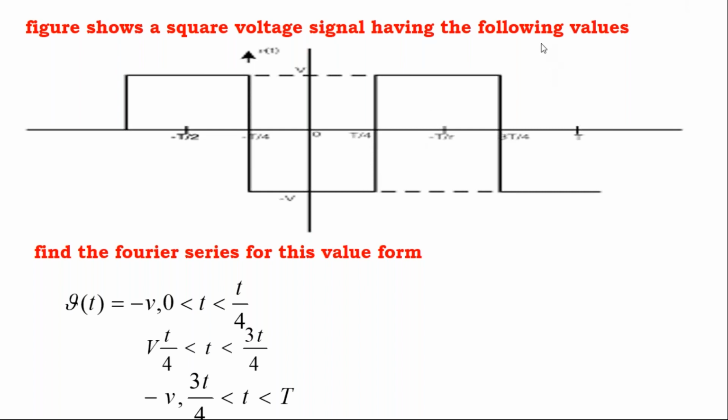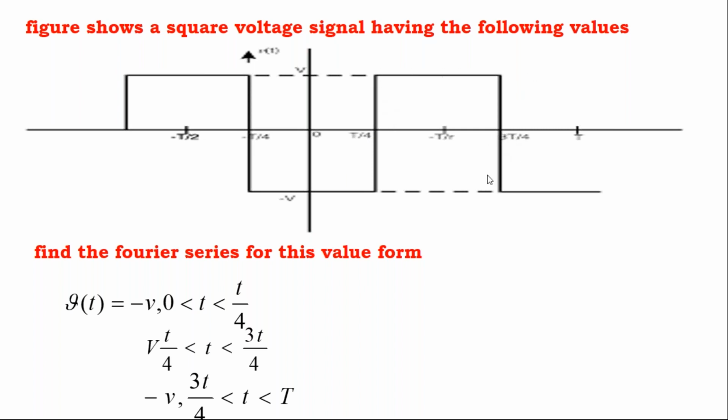Now tell me, from T by 4 to 3T by 4, what is the amplitude of the waveform? Please post it in the chat box. Yeah, V. Yeah, good. Are you following, all of you? Just observe it. Since the waveform is periodic, don't think that the waveform started here. When you see this, the waveform is starting from 0 to T by 4 with an amplitude of minus V, and from T by 4 to 3T by 4, the amplitude is V.